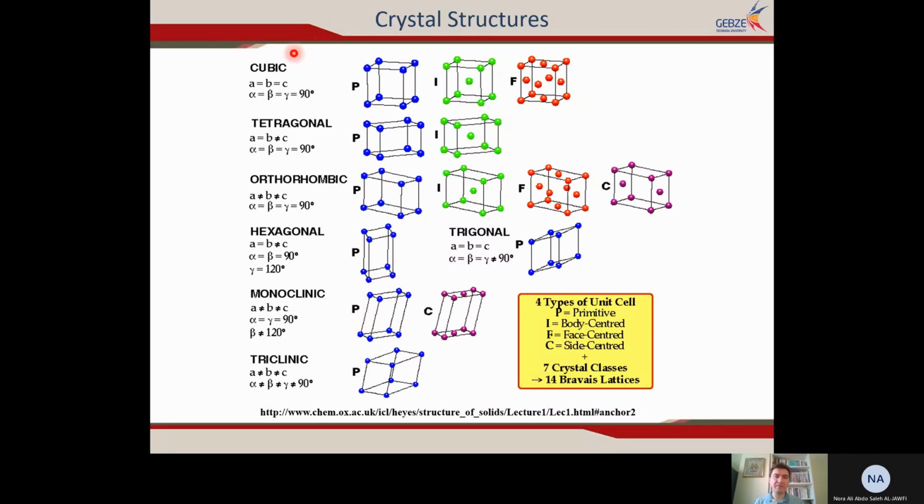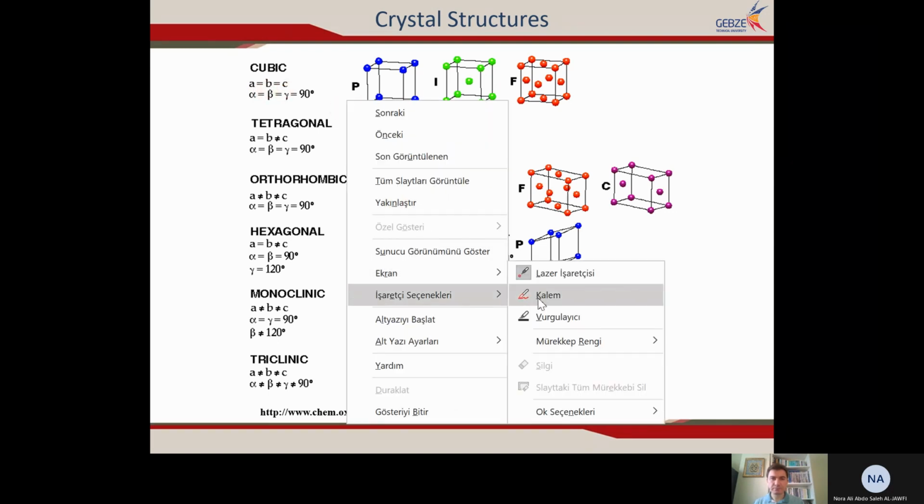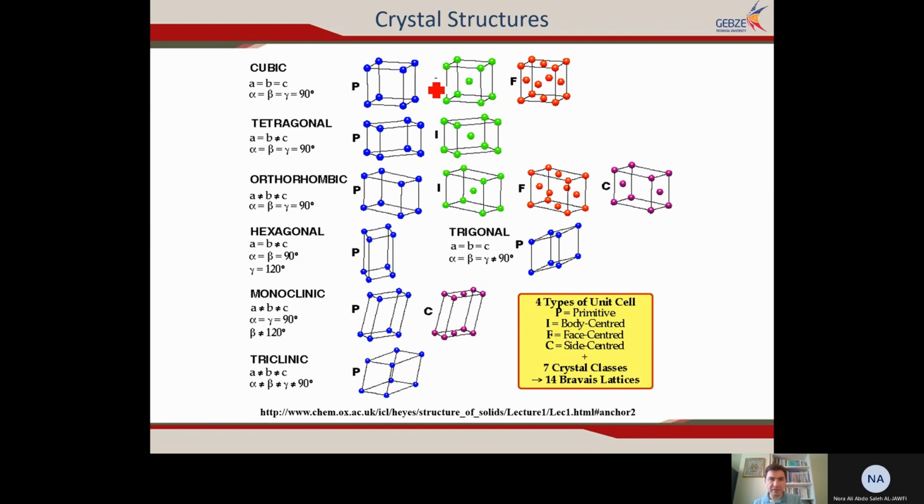So what is the crystal structure? In cubic crystal structure, all these lengths within the unit cell are equal to each other. A is equal to B, B is equal to C. Let me draw, or let me write here. Let's consider that this is A, this is B, and this is C. So all of them are equal to each other, and the angles are 90 degrees.